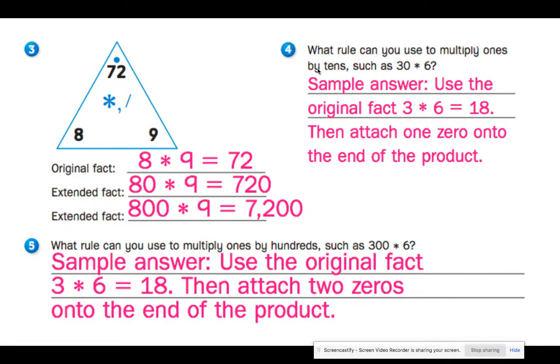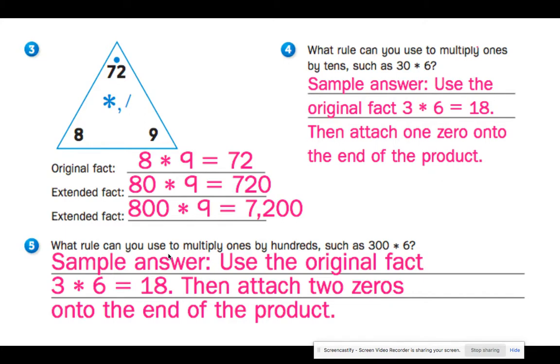All right, friends. 4. What rule can you use to multiply ones such as 30 times 6? Well, here's a sample answer. So here's the rule. Use the original fact, which is 3 times 6 equals 18. And then attach 1 0 to the end of the product to make it 180, right? That's a rule.